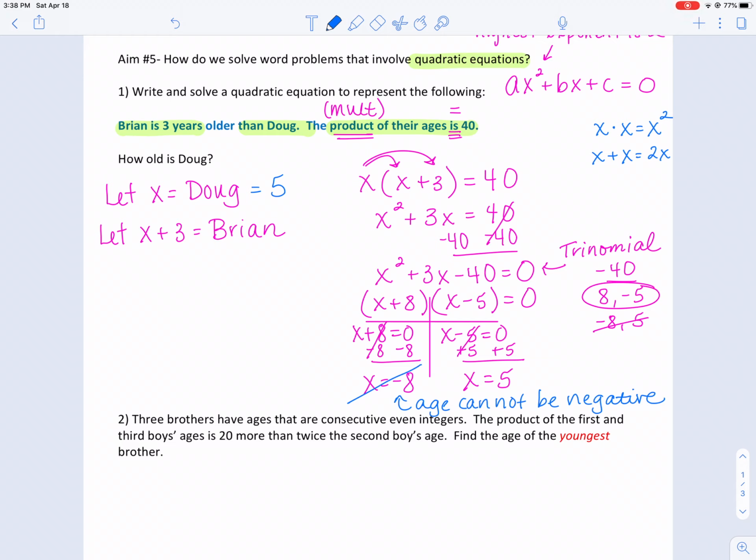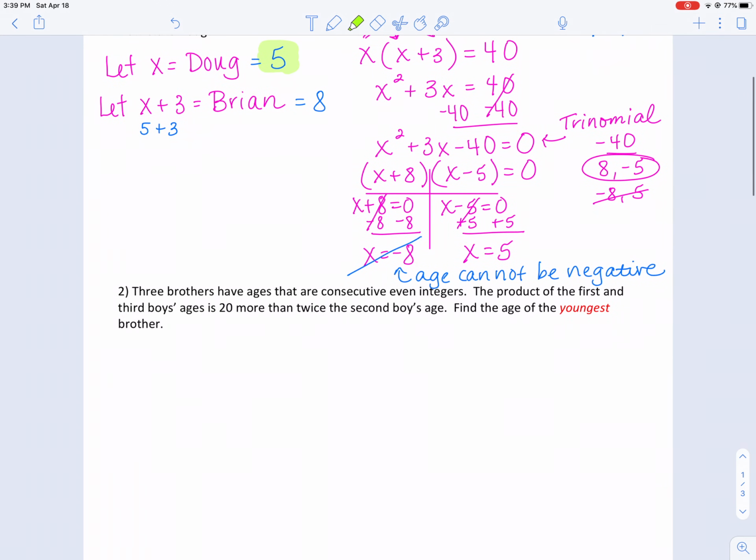Now let's say they wanted to know Brian's. Well, if you now know X is 5, add your 3, and you know Brian's age is 8. Okay, so understand that 5 is your answer, but you could find out everybody's age just by setting up those let statements. All right, let's kick it up a notch.